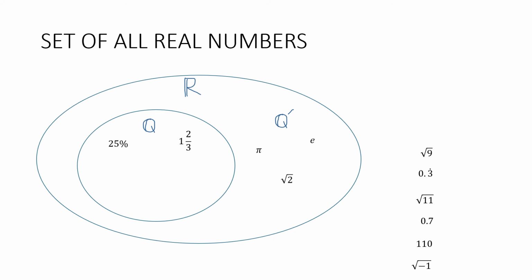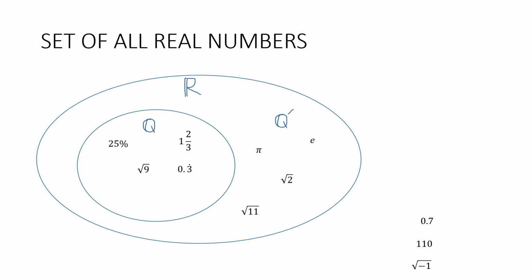Square root of 9 is actually 3, because 9 is a perfect square. And 3 can be written as a fraction, can't it? 3 over 1, so it's rational. All recurring decimals, like 0.3 recurring, can be written as fractions, so they are rational. Square root of 11 is irrational, it's a surd.